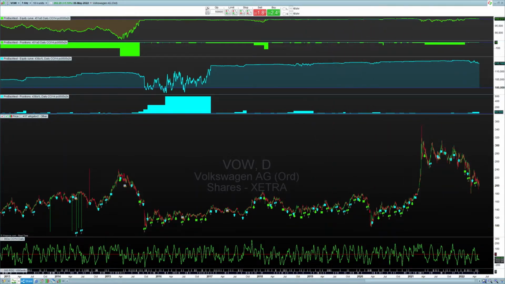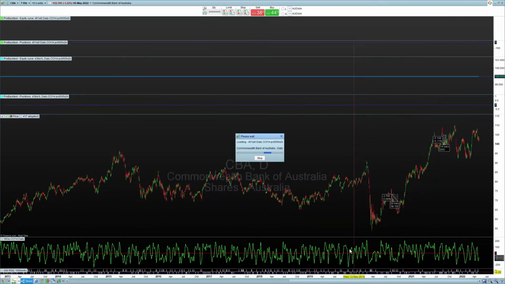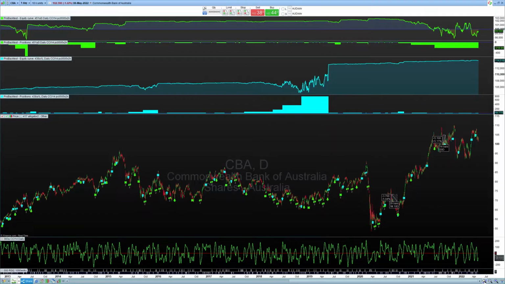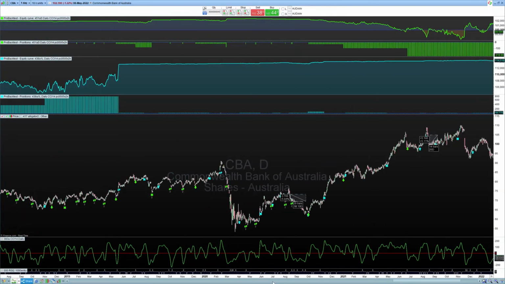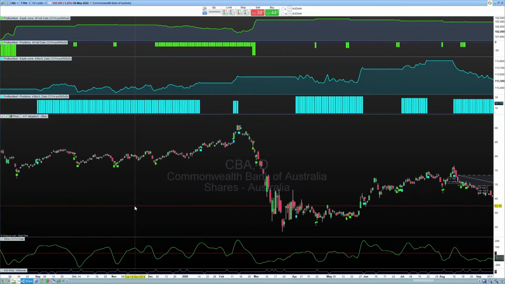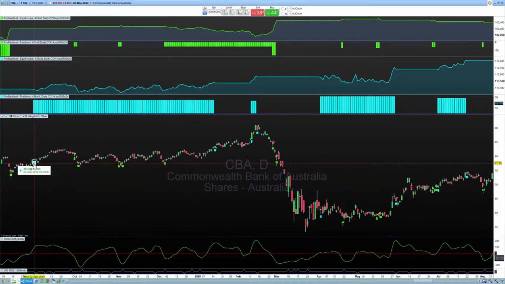Let me now explain the shorting process along with the long process. Let's look at the Commonwealth Bank of Australia. Let's break it down and look at this little trade here. This is the long position. We enter the trade long there. When the CCI 14 breaks above zero, we go long, and we bought $2,000 worth of shares, 25 shares. So we hold that position.